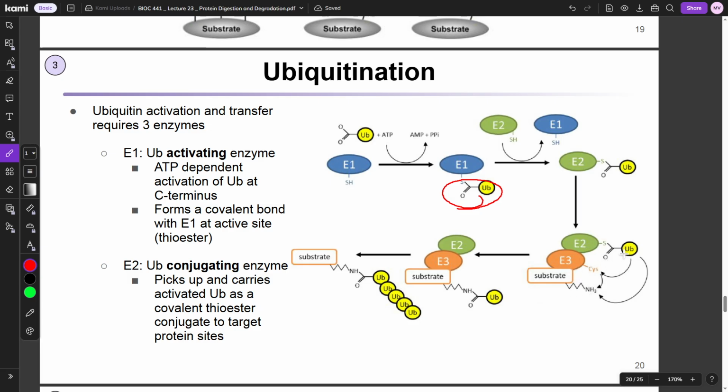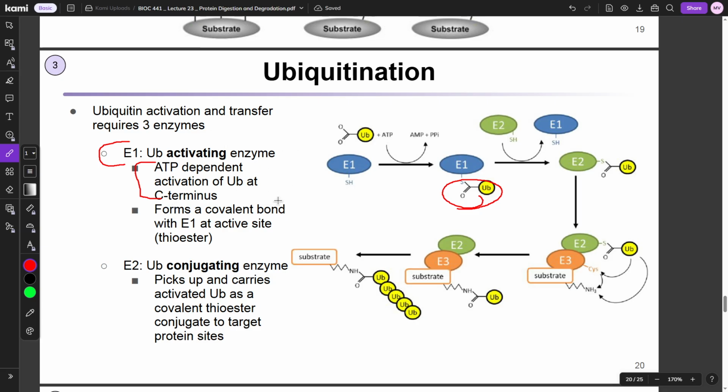And you get this transesterification reaction where E3 acts like, I don't want to say a swinging arm, but it kind of is like a swinging arm, where it basically transfers the ubiquitin from E2 to E3 and then to the substrate. And so you end up with this substrate with the ubiquitin, and then you basically do that process over and over again until you get this big chain.